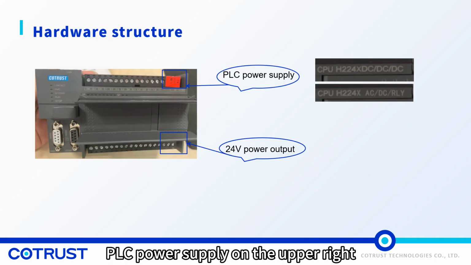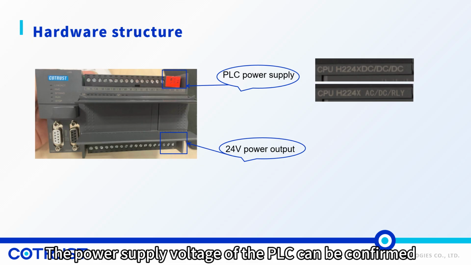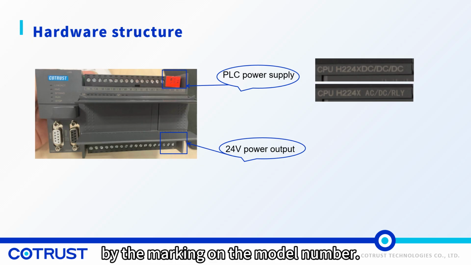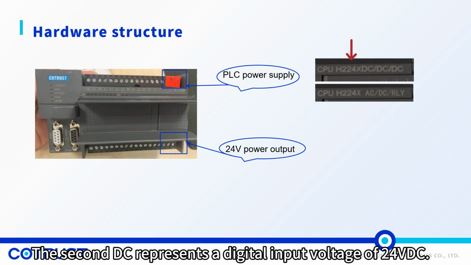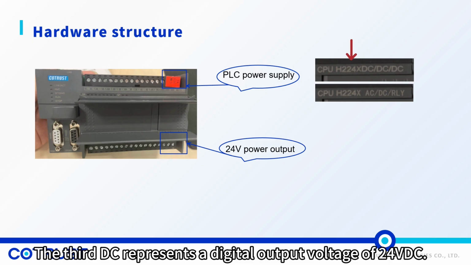PLC power supply on the upper right. The power supply voltage of the PLC can be confirmed by the markings on the model number. The first DC stands for 24 VDC power supply. The second DC represents a digital input voltage of 24 VDC. The third DC represents a digital output voltage of 24 VDC.